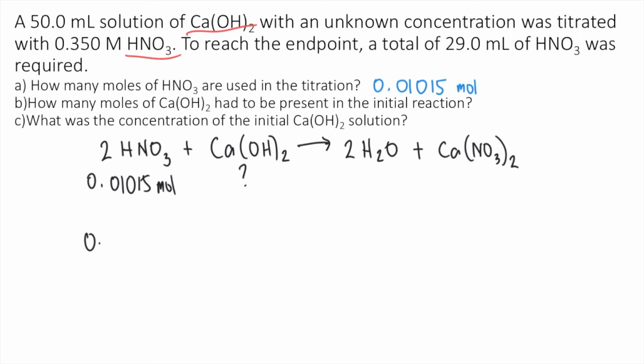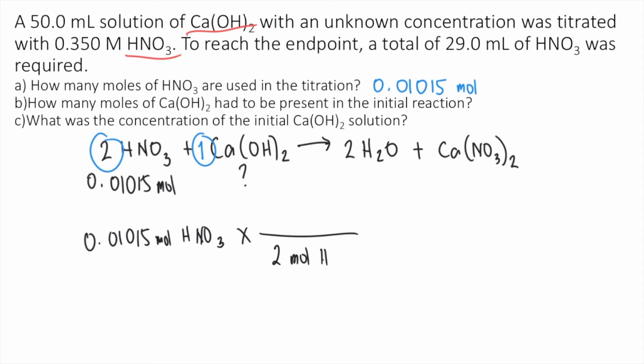So we have 0.01015 moles of HNO3 times, according to the balanced reaction, the ratio between HNO3 and calcium hydroxide is 2:1. So for every 2 moles of HNO3, it reacts with 1 mole of calcium hydroxide. So the moles of HNO3 cancel out, and this will give us the moles of calcium hydroxide.